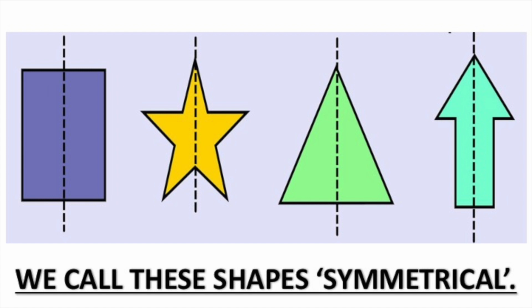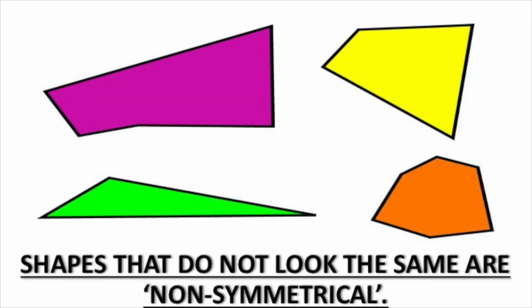How about the star? Does the star have symmetry? Yes. You see with the line, the star is equal on both sides. How about the triangle? Yes, we've seen already. We demonstrated with a triangle. And how about this one, the arrow? Symmetrical? Yes, you can see the arrow is symmetrical because once the line goes down the middle, it's equal on both sides.